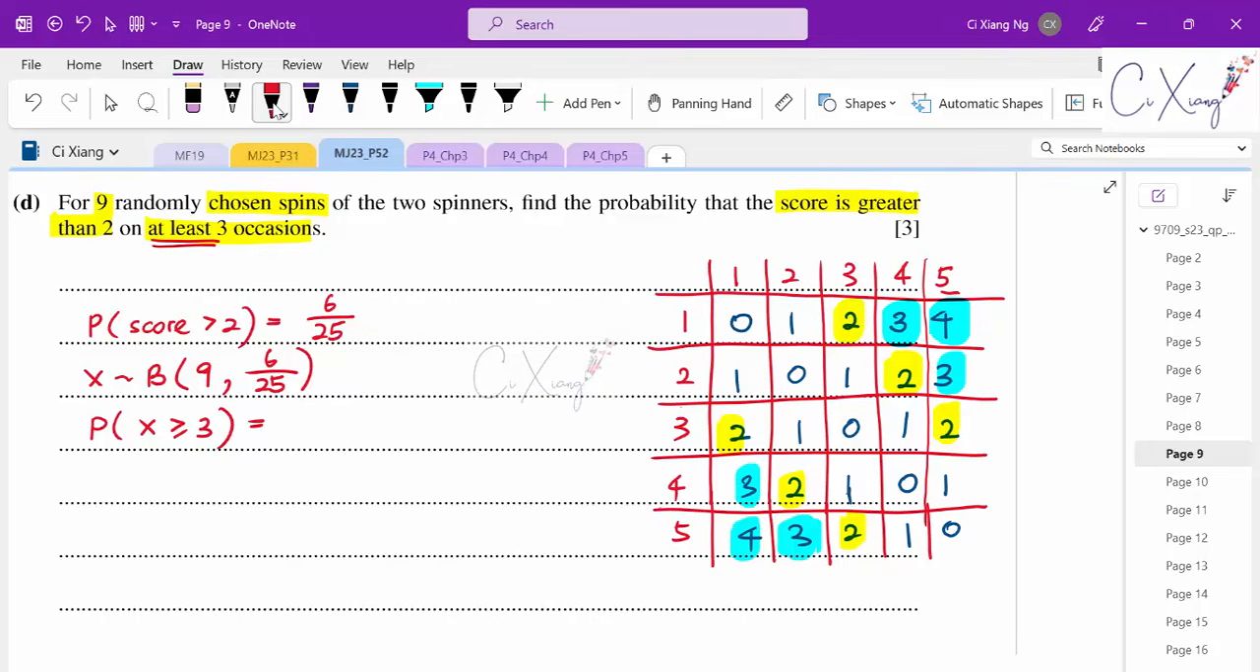Got equal sign, at least, right? So got equal sign. Okay, so you can calculate the probability from X equals to 3, X equals to 4, until X equals to 9. Okay, to me that is a bit too long, so I will take 1 minus. So I will take 1 minus X equals to 0, 1, and 2.